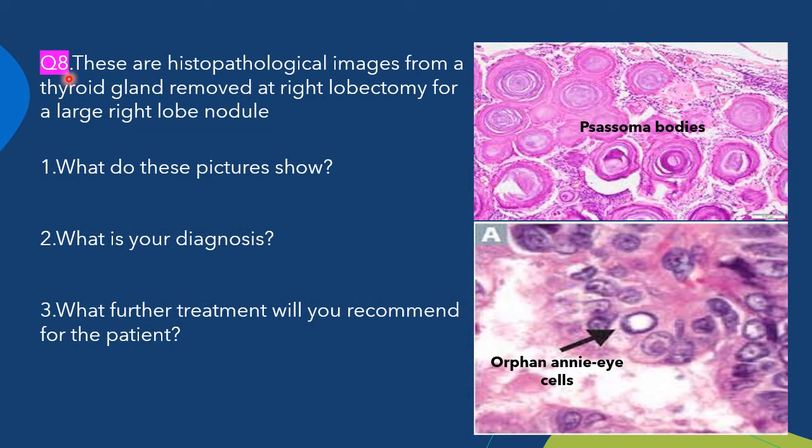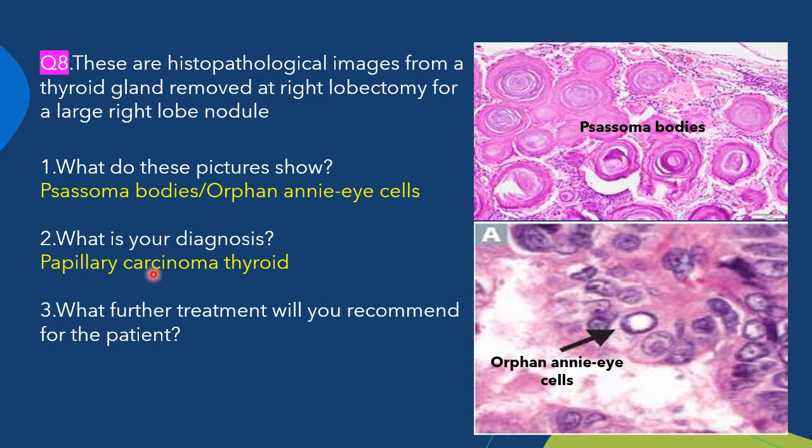Question number 8. These are histopathological images from a thyroid gland removed at right lobectomy for a large right lobe nodule. What do these pictures show? Orphan Annie eye cells. Okay, these are Orphan Annie eye cells, and these are psammoma bodies. Psammoma bodies, highly eosinophilic deposits in the thyroid. What is your diagnosis? Papillary carcinoma of the thyroid.